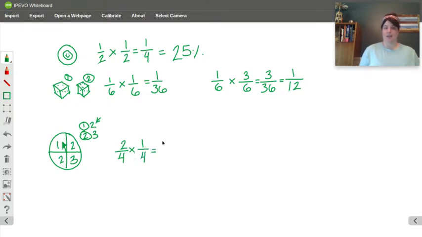So we'll multiply across. We'll have 2. 4 times 4 is 16. And we can reduce that to 1/8. So here's our probability of spinning a 2 and then spinning a 3 would be 1 out of 8. Okay? All right, so this is compound probability where both events are kind of independent of each other. Like you could do this in any order, it wouldn't matter, but you're still doing more than one thing and calculating that probability.